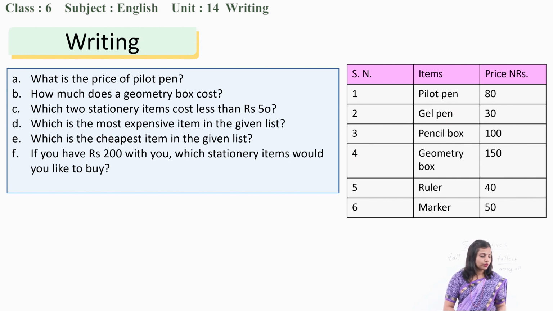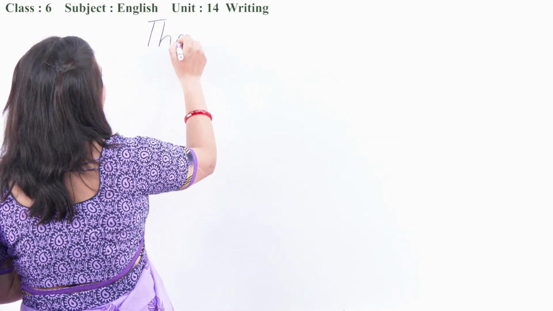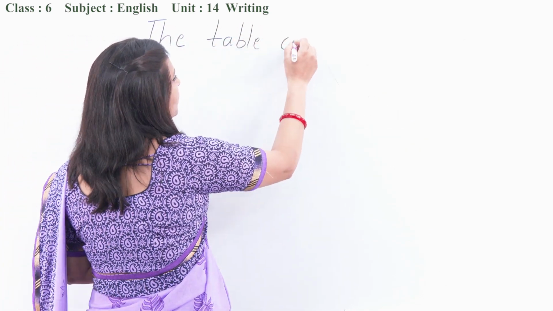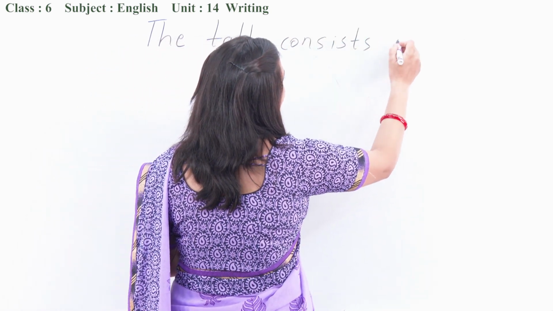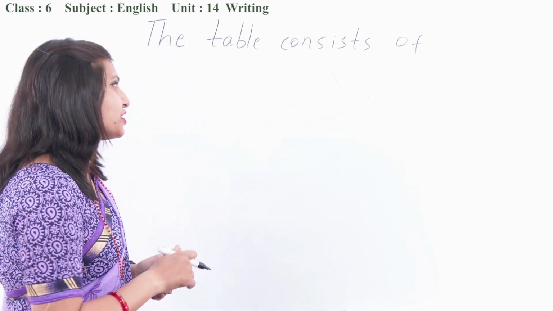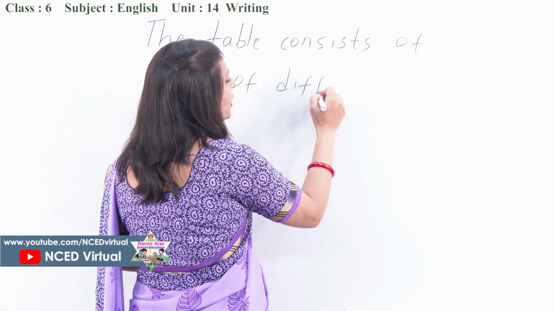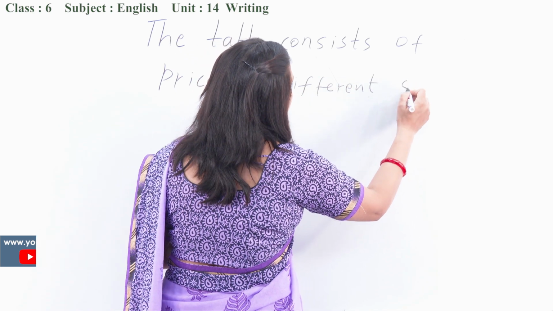Okay, now let's describe it. Let's describe first of all what is given in the table. Now, if you just write the answer to this question, you can finish your first paragraph. Okay, let us begin. The table consists of, what does it consist of? Tell me. Yes, the price of different stationery items.